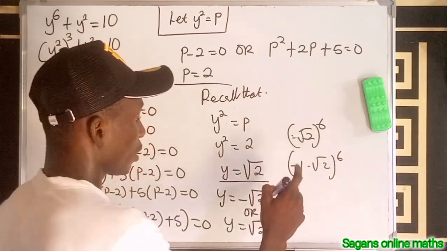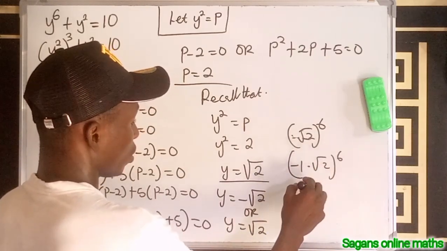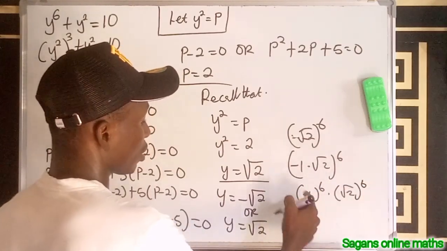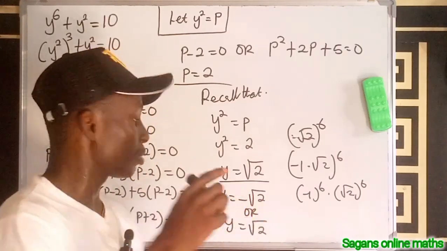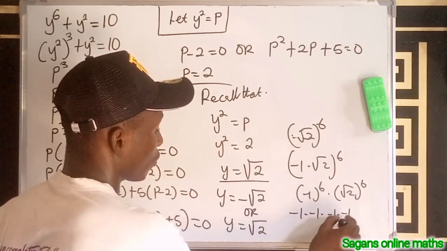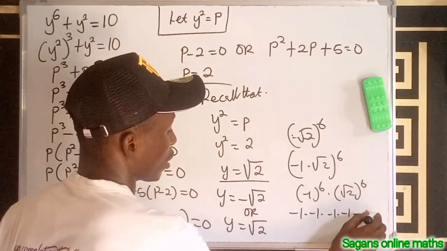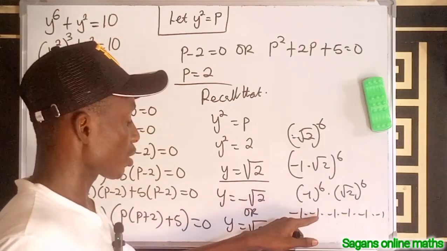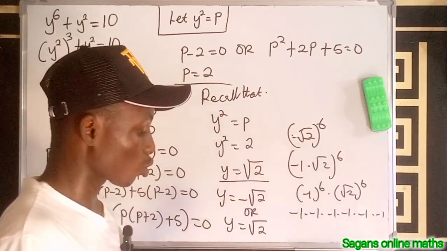I'm checking something, okay? Now I'm going to have minus 1 all to the power of 6 multiplied by root 2 all to the power of 6, right? And minus 1 to the power of 6 simply means minus 1 times minus 1 is 1, then times minus 1 times minus 1, counting 1, 2, 3, 4, 5, 6. So minus 1 times minus 1 is 1, minus 1 times minus 1 is 1. So you can see that it just gives us 1.